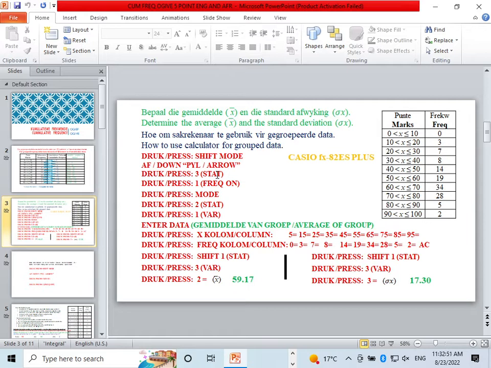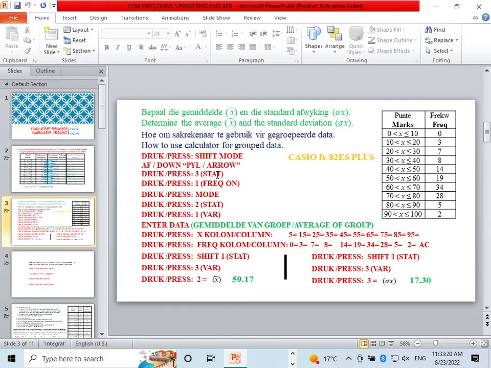Then they ask you frequency on or off. We want to put it on, so we choose 1. Then you're going to press mode. You choose number 2, stat. You choose number 1, VAR. Then you've got a table with x's and a frequency.